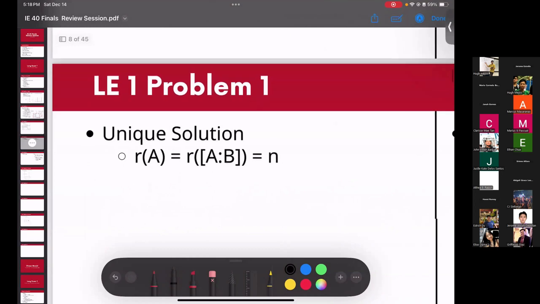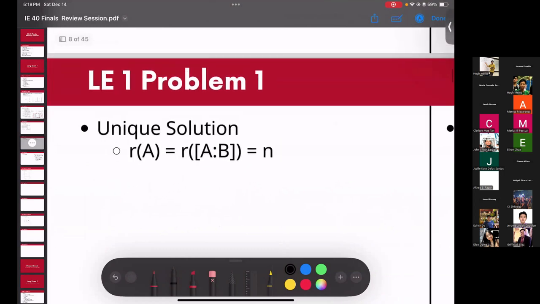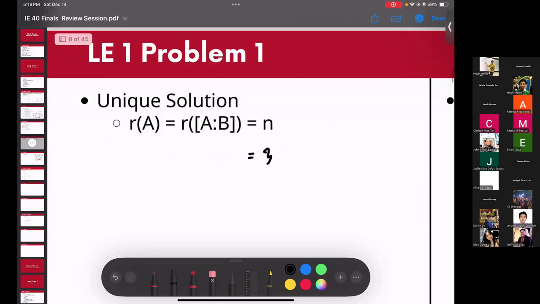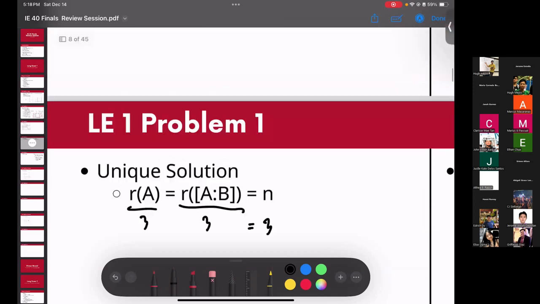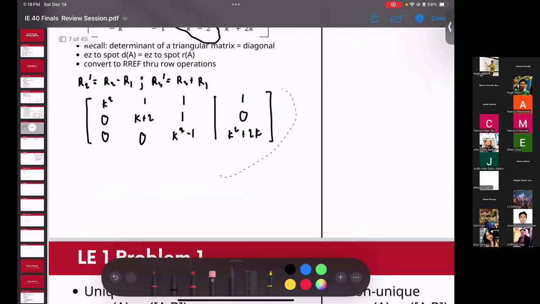So for a unique solution, we want the rank of A to be the rank of A augmented B equals n. So in this case, n is 3 because it has 3 rows. The next thing we want to figure out is what are the conditions for the rank of A to be 3 and for the rank of A augmented B to be 3. So I'll just write this below.